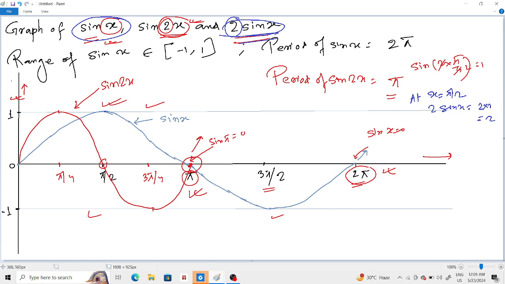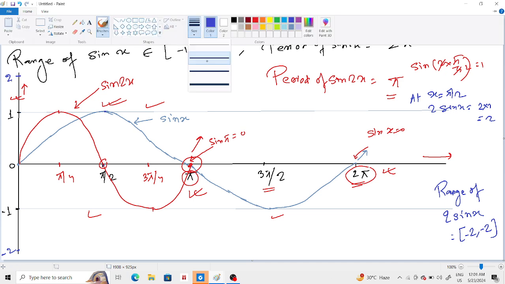So there will be no change in the x axis, it will still remain pi by 2, pi, 3 pi by 2 and 2 pi, but the heights will increase. So I have to plot a 2 over here and minus 2 over here. In that case we can say that the range of 2 sin x is minus 2 to 2. Why? Because the range of sin x was minus 1 to 1, so the range of 2 sin x is minus 2 to 2.